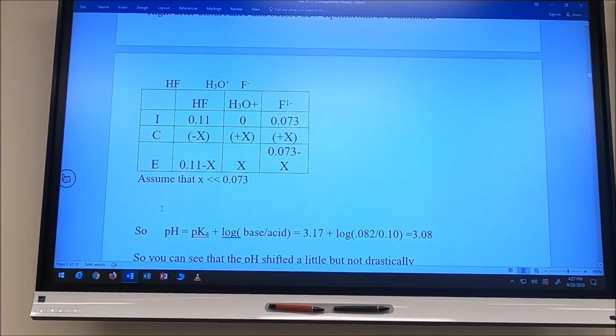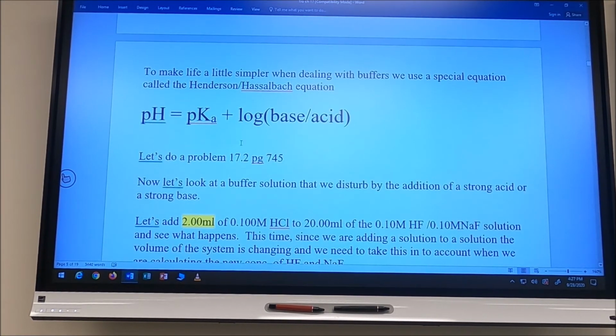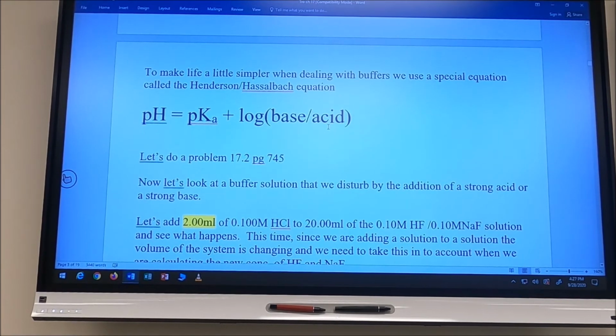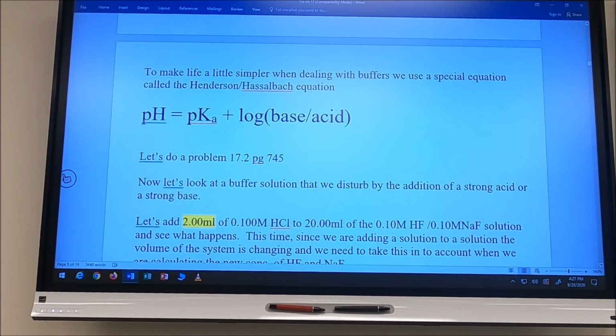So, let's talk about something called the Henderson-Hasselbalch equation. Because we almost always, 99.99% of the time, are going to make this assumption, we are going to use the Henderson-Hasselbalch equation that is based on that assumption. In the Henderson-Hasselbalch equation, pH equals pKa plus the log of base divided by acid. Now, I can derive this equation for you. You can see it derived in the book, but I'm pretty sure you don't care.